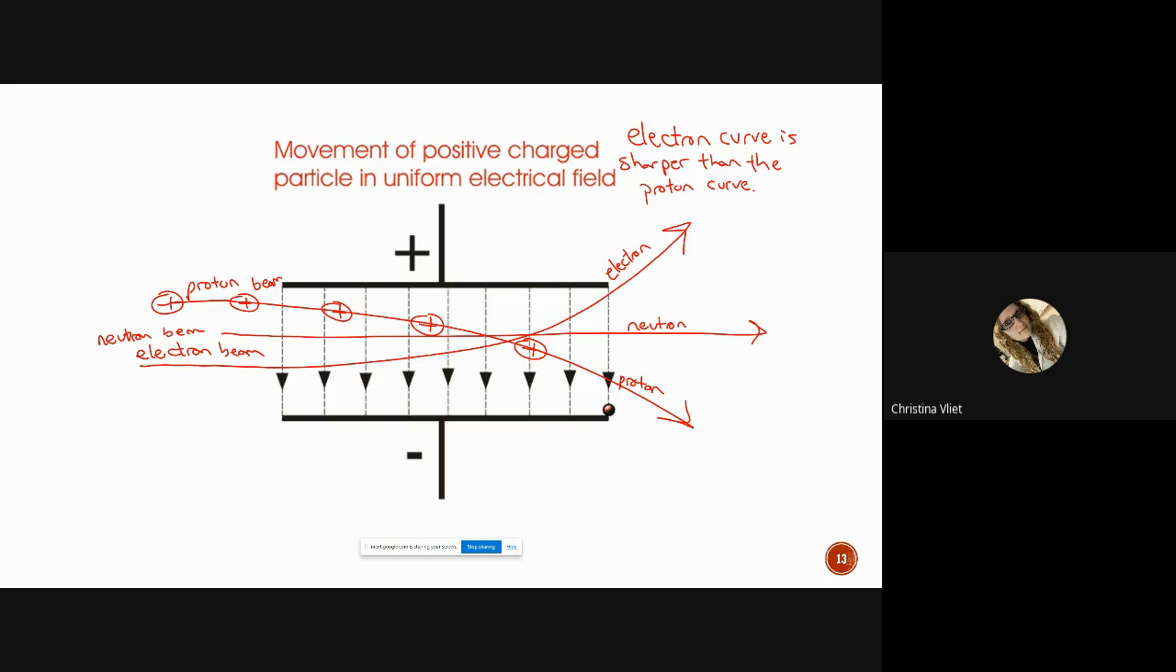You said protons are slower than electrons. They're faster than neutrons, right? You don't have to describe the behavior of protons versus neutrons, just protons versus electrons.